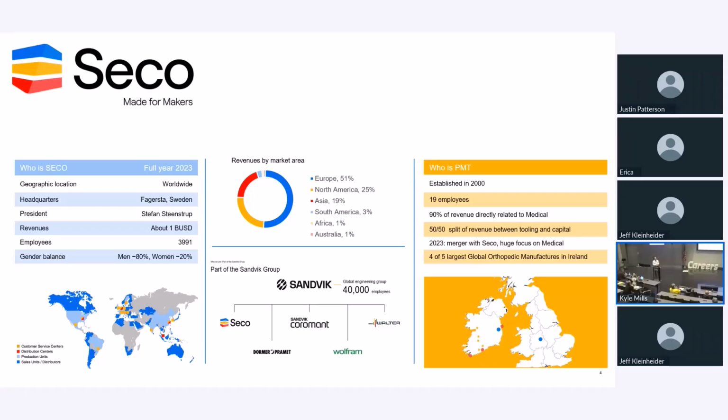You'll see that on the right-hand side. And PMT stands for Premier Machine Tools. They're a small company out of Ireland, only 19 people, but they prided themselves on working with all aspects of manufacturing to bring solutions to our end customers.